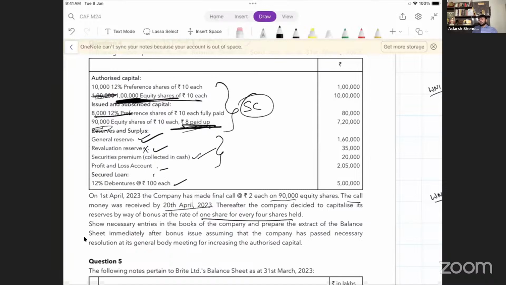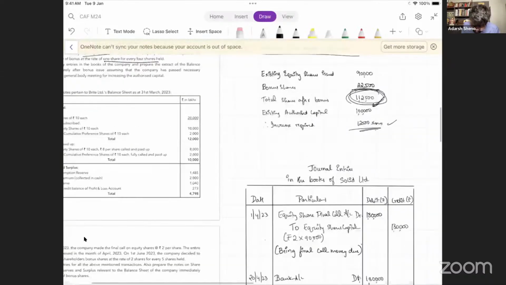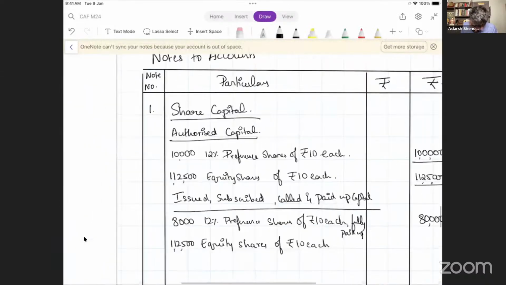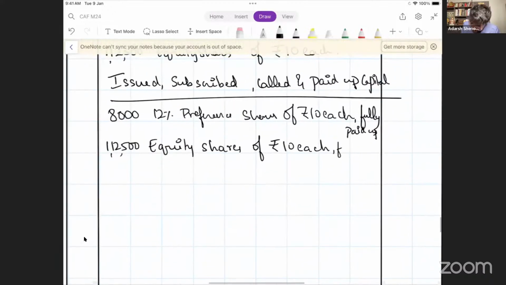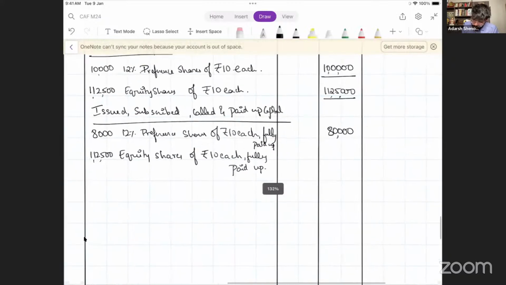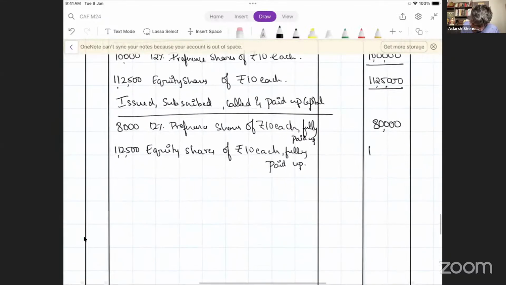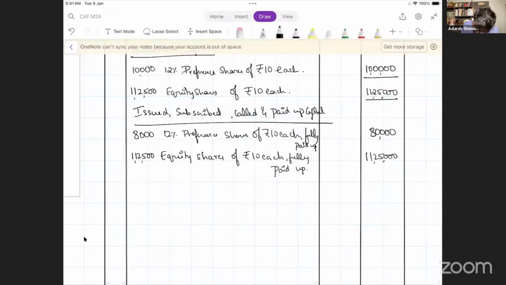And plus, I have also issued some additional shares. So total 1,12,500 shares are there. We have done the bonus issue. So 1,12,500 shares will be taken as fully paid up. That is also fully paid up. So that will be 11,25,000. I hope everyone has understood this. No underlining this. You may total this up.